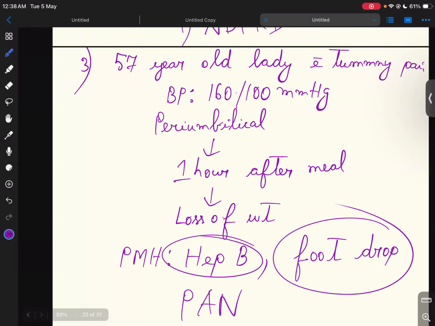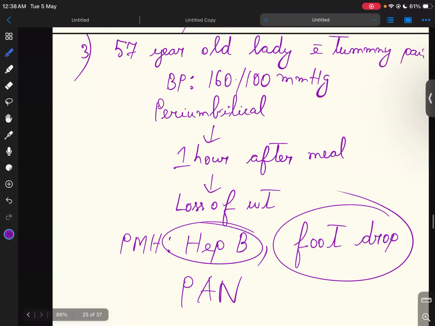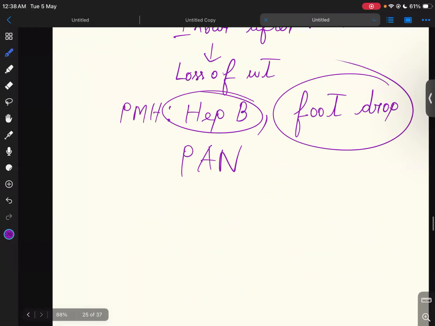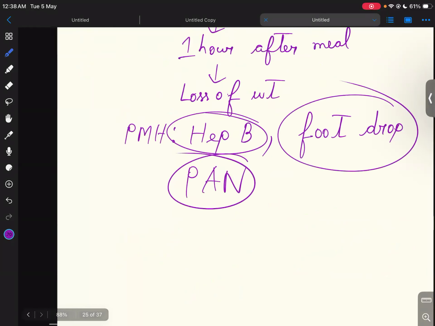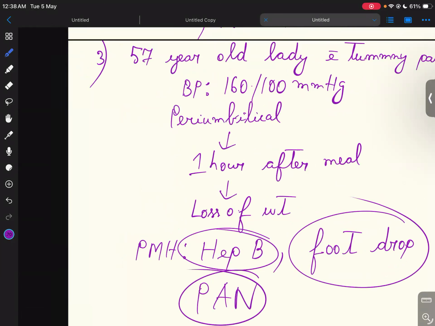So was the complete diagnosis mesenteric ischemia due to pain? Yes, mesenteric ischemia due to pain. Wonderful, doctor. You have got the right diagnosis.